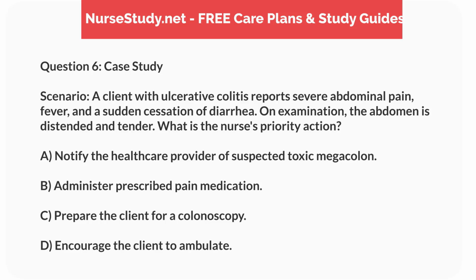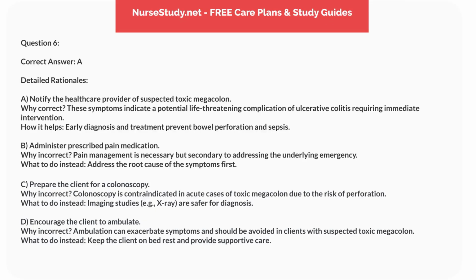A. Notify the healthcare provider of suspected toxic megacolon. B. Administer prescribed pain medication. C. Prepare the client for a colonoscopy. D. Encourage the client to ambulate. Correct answer: A. Detailed rationales. A. Notify the healthcare provider of suspected toxic megacolon.